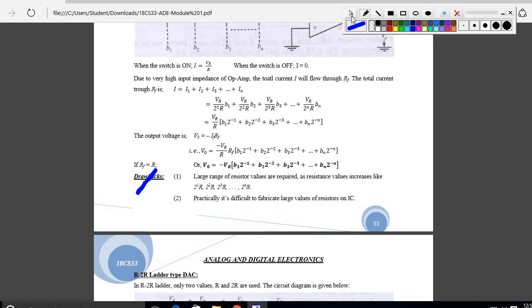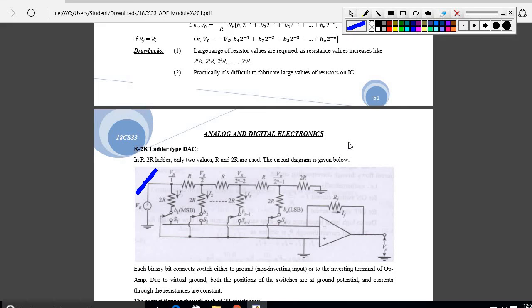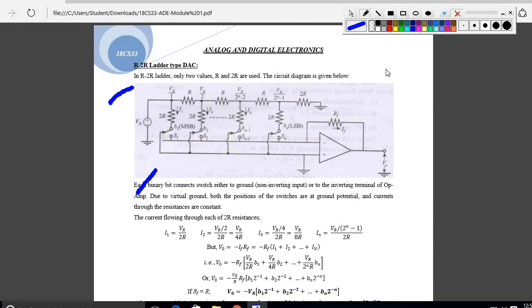The next concept is the R-2R ladder type DAC. Same thing, it is inverting, but the concept is the R-2R ladder. We'll see how exactly it works. See in the circuit diagram, in the R-2R ladder only two values, that is R and 2R, are used.